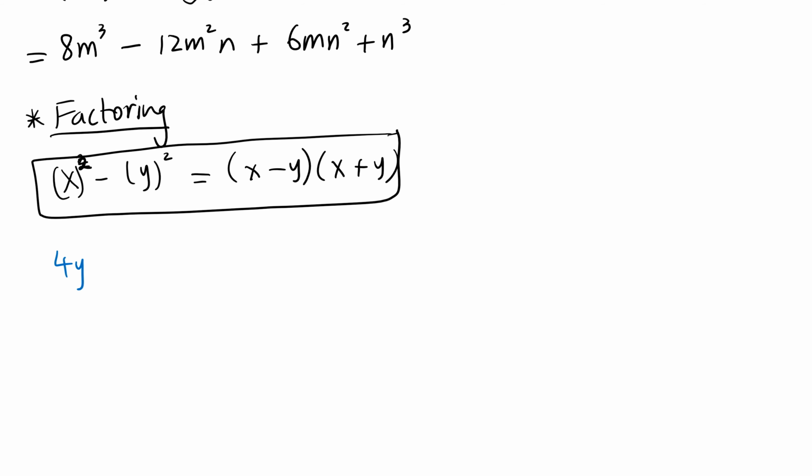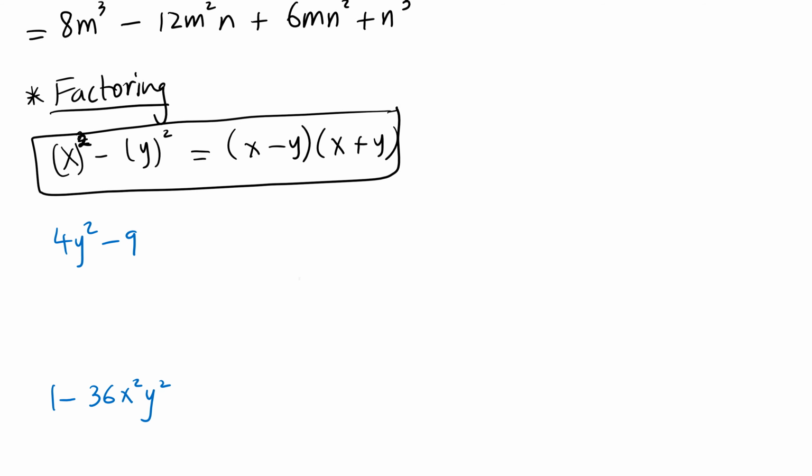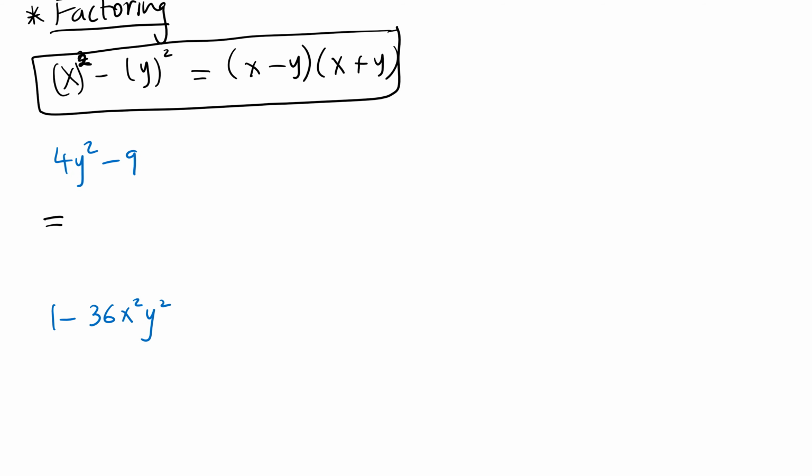Say 4y squared minus 9. Another example, 1 minus 36x squared y squared. And let's go over the first one. Always pause the video and try on your own first. You can rewrite this as 2y squared minus 3 squared.